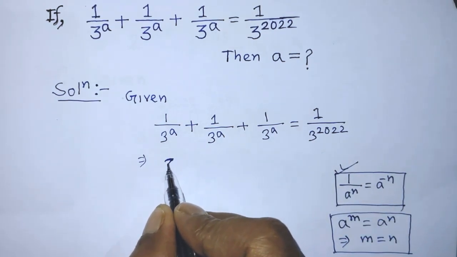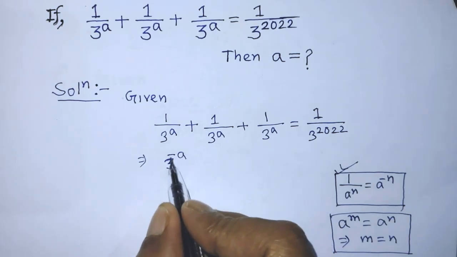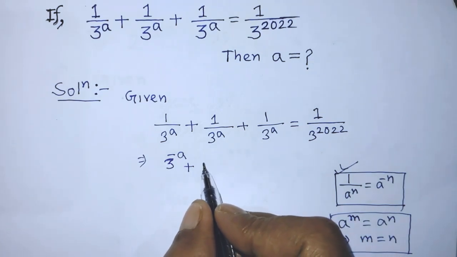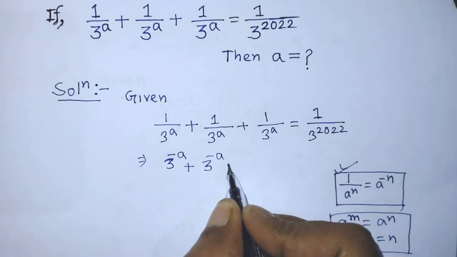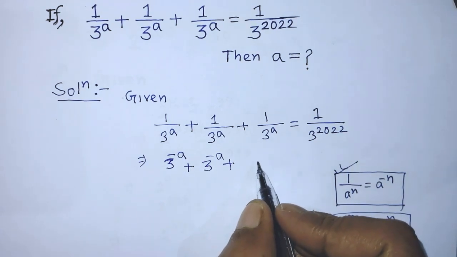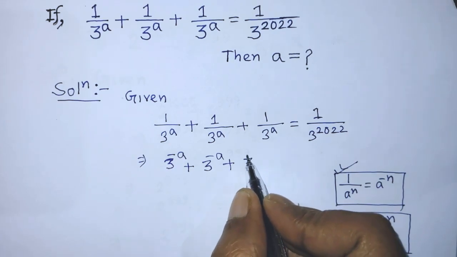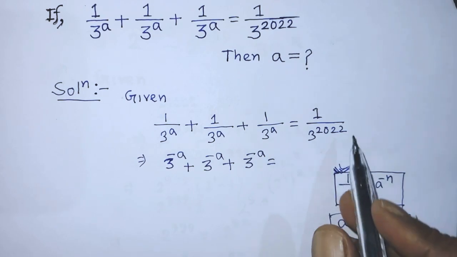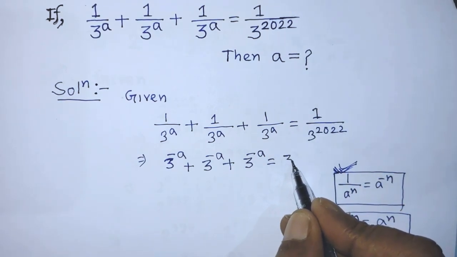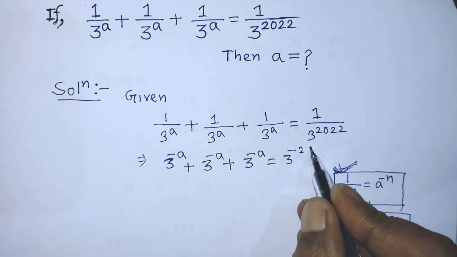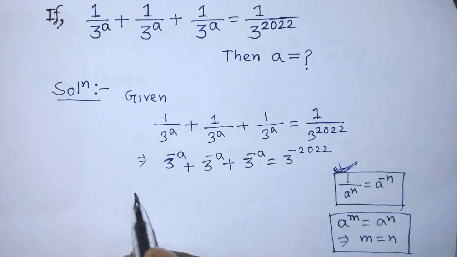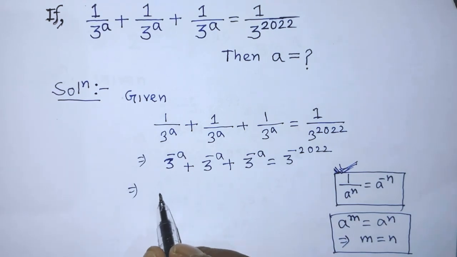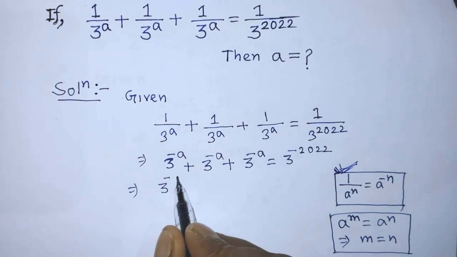So student, according to this formula, we can write on the left hand side of this equation 3 to the power minus a in the place of the first term, plus in the place of the second term we can write 3 to the power minus a, plus similarly in the place of the third term we can write 3 to the power minus a is equal to, on the right hand side, according to this formula we can write from this term 3 to the power minus 2022.